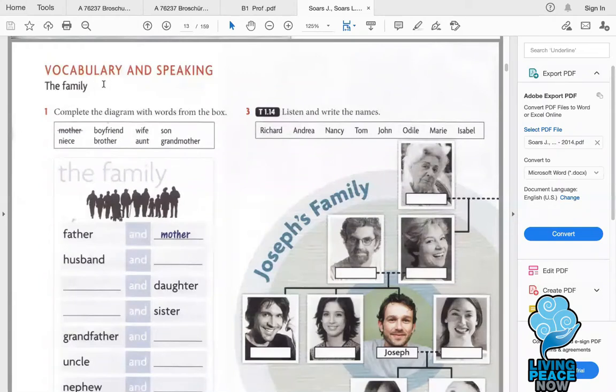Okay, so as you see on the screen, we have words: boyfriend, wife, son, niece, brother, aunt, and grandmother. Can you repeat these words one by one? We are only 4 people, so we can repeat them. Asma, can you start repeating the words, please?